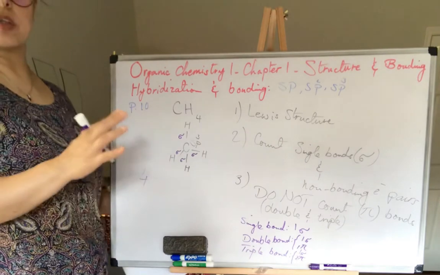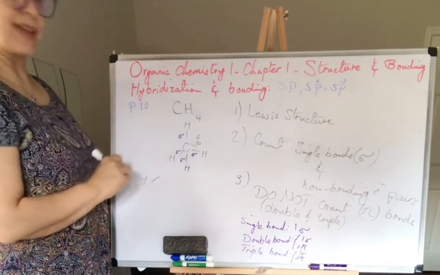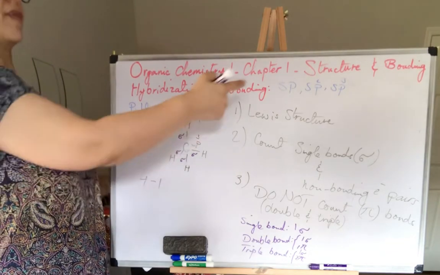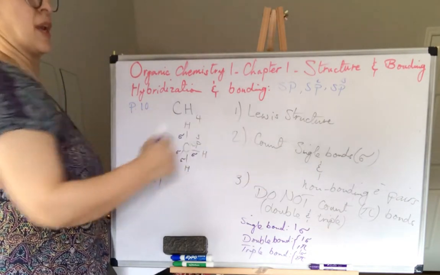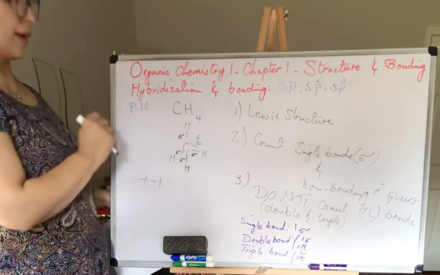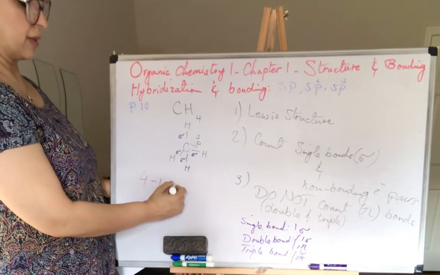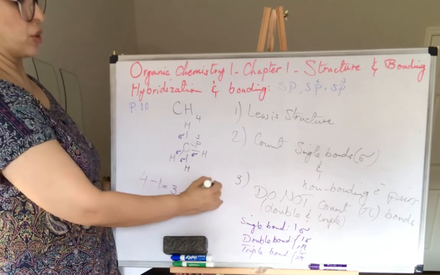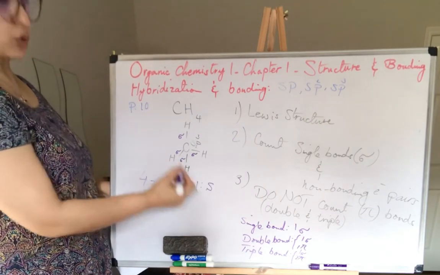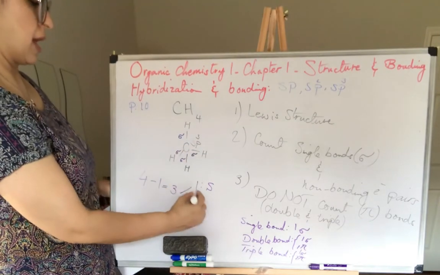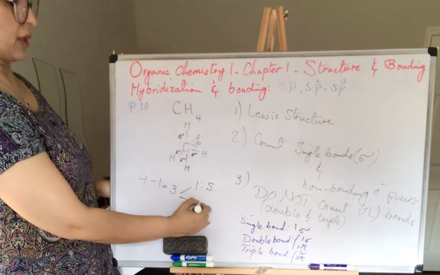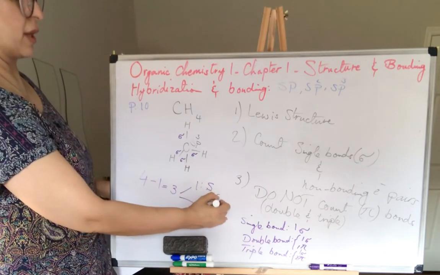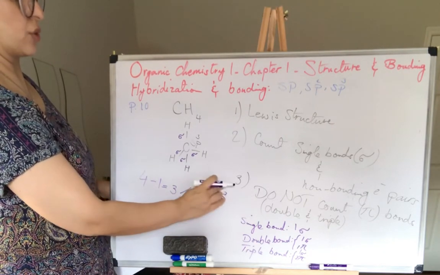So the trick, the shortcut is always subtract the total number of sigma bonds and non-bonding electron pairs, which is 4 here, minus 1, okay, is 3. That one that you subtracted is going to be counted for s orbital. And how many more left? 3. It's going to be p. So what is the hybrid? S1 P3 or just sp3.